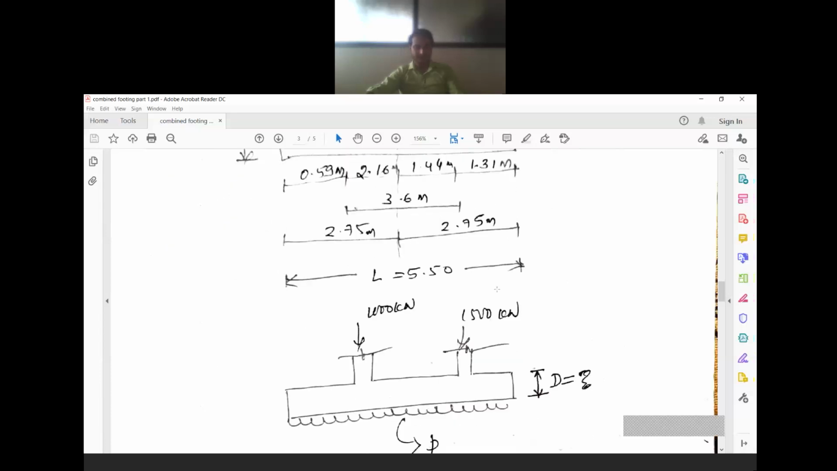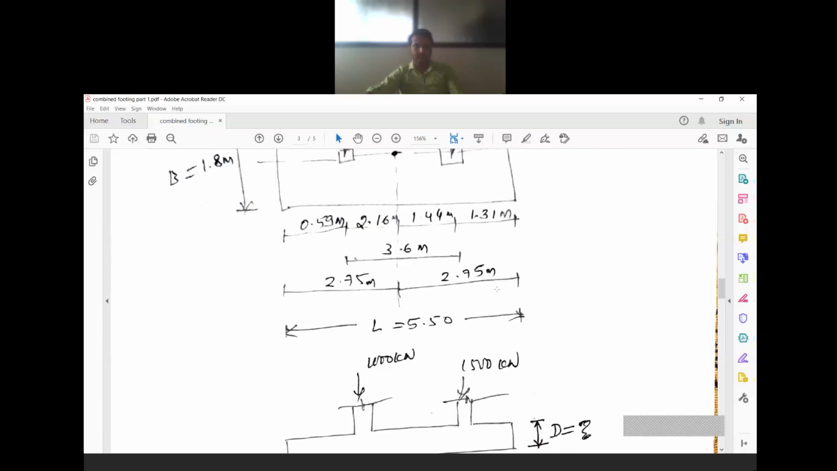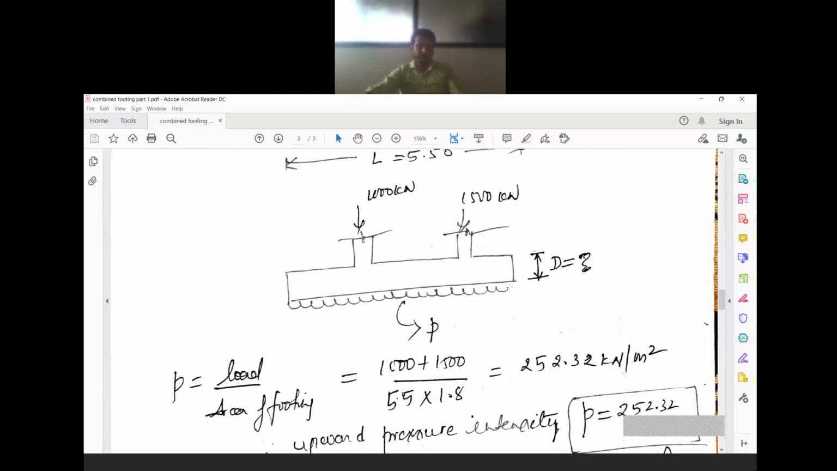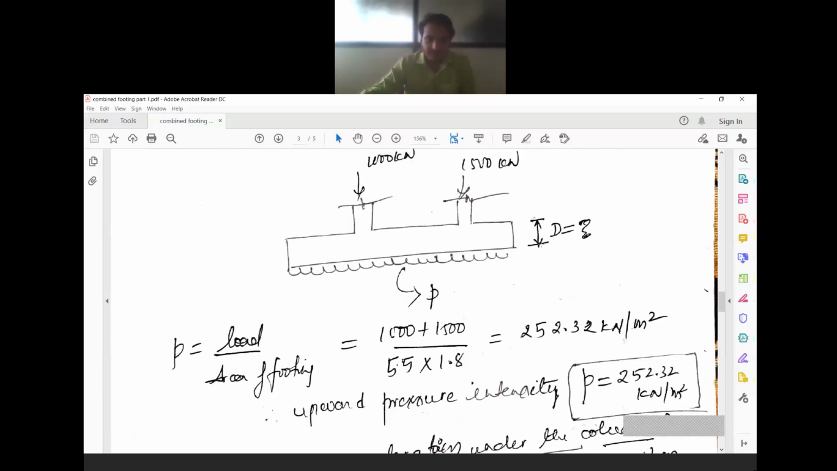So after calculating all these parameters, next we need to calculate the depth of the foundation. Before calculating the depth of the foundation, we have to calculate a parameter called upward pressure. That means, imagine this diagram as an inverted beam. Assume I have turned the beam upside down.